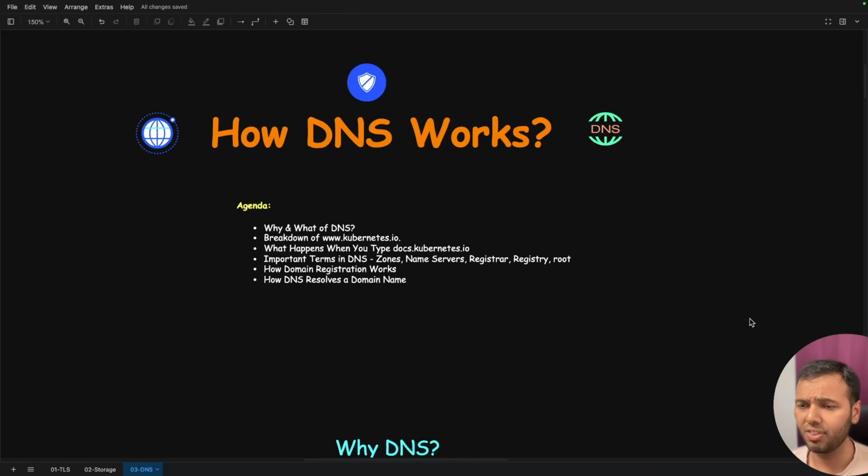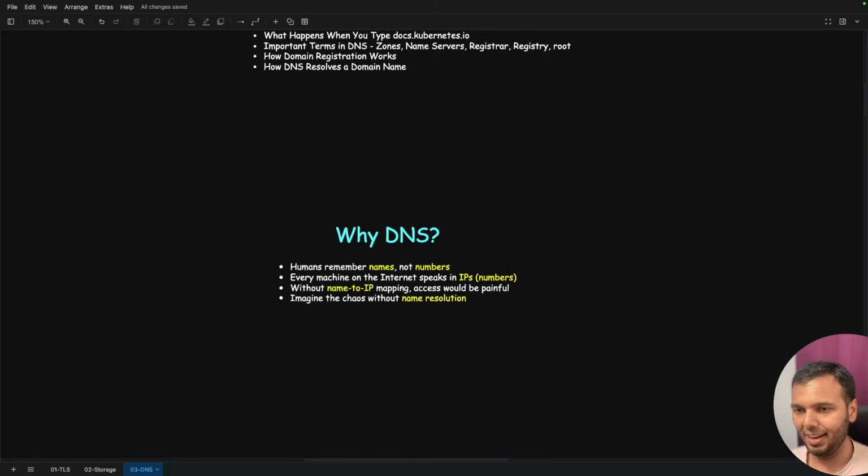At the very last of this lecture, we will also study two flows: how domain registration works, and then how DNS resolves a domain name. So let's dive in. Why DNS?